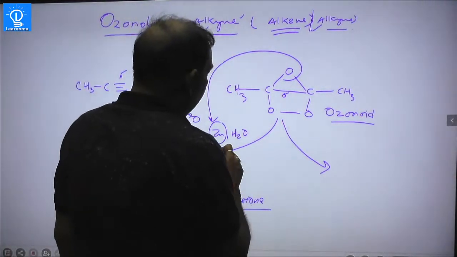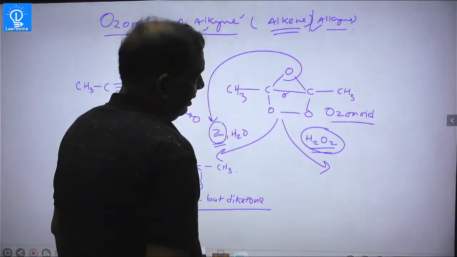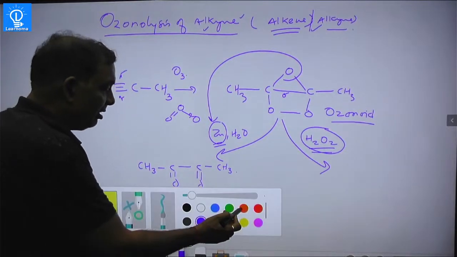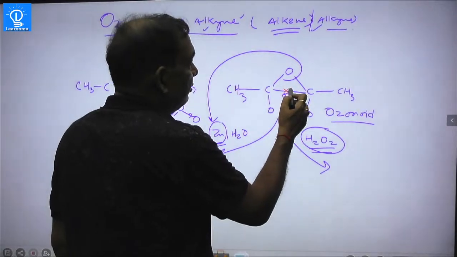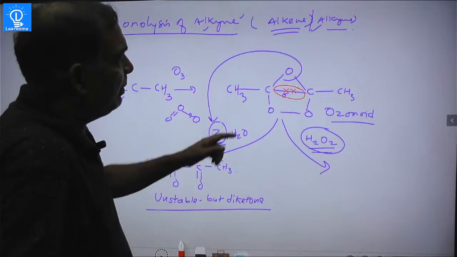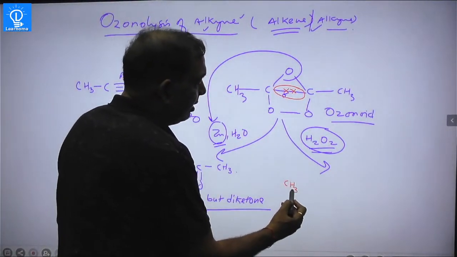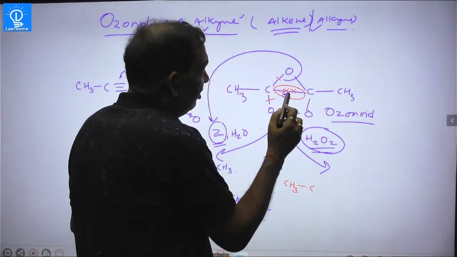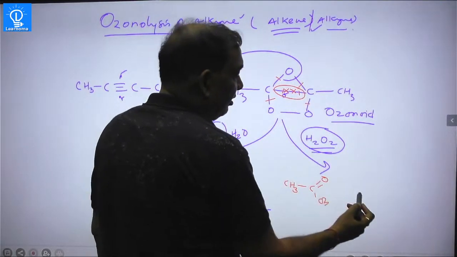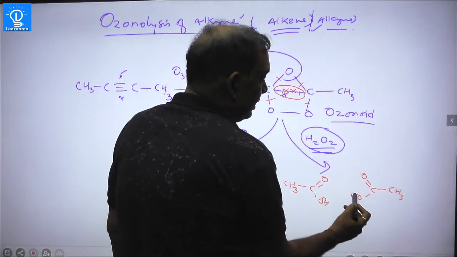What will happen if zinc is not there? If H2O2 is there? In that case, they will snatch the electrons of the sigma bond also. See. And I have already given you the simple concept. For every bond, just write 1 OH. How many OH? 1, 2, 3. 3 OH means carboxylic acids. The answer is acids.